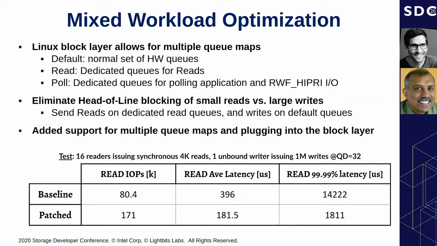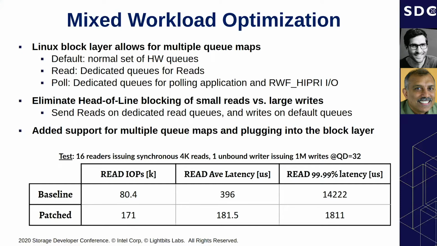The third queue map is what we call poll, and these are queues dedicated to polling applications, or basically all the IOs that have the high priority flag marked on that IO will be directed into this queue map, if it's available, of course.